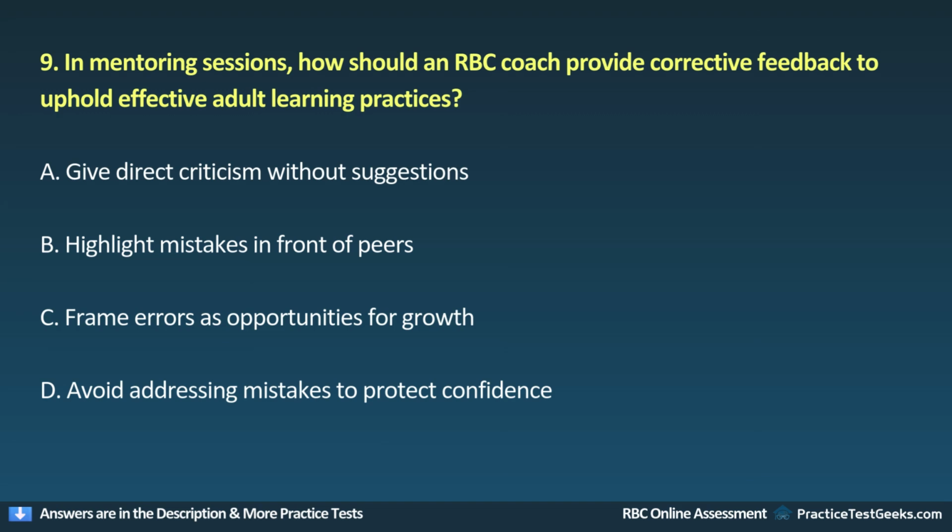9. In mentoring sessions, how should an RBC coach provide corrective feedback to uphold effective adult learning practices? A. Give direct criticism without suggestions. B. Highlight mistakes in front of peers. C. Frame errors as opportunities for growth. D. Avoid addressing mistakes to protect confidence.